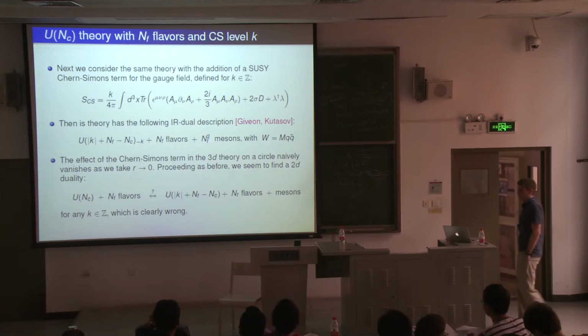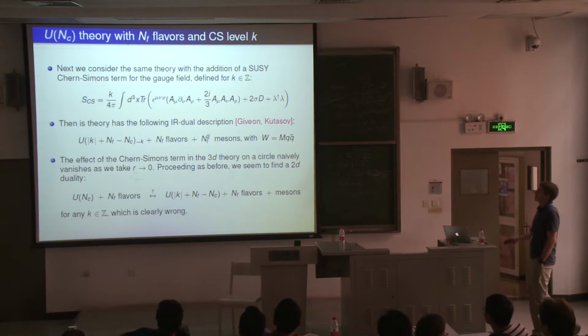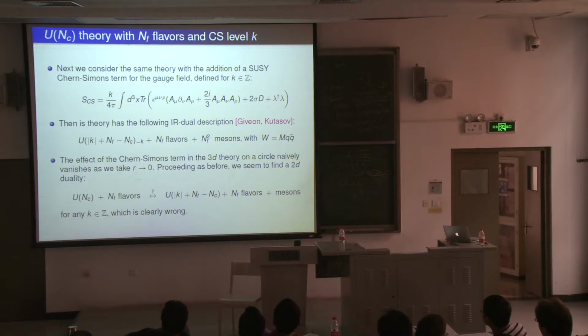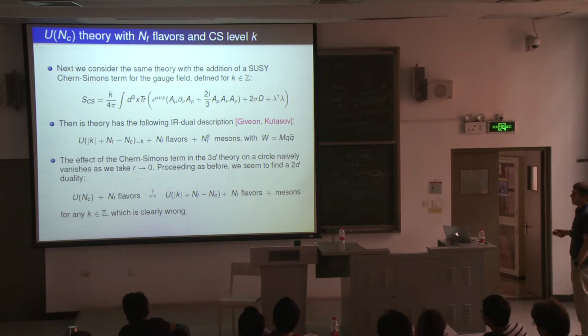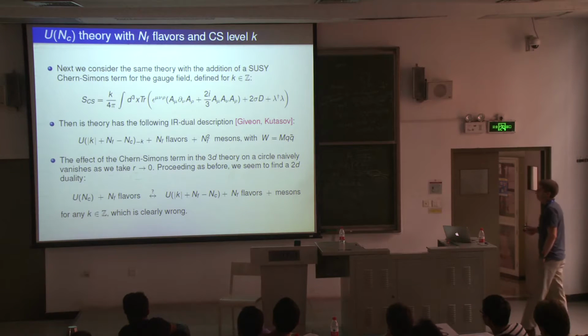Okay, so next I want to add another complication, which is to turn on a Chern-Simons term. In 3D we can turn on a supersymmetric Chern-Simons term for the gauge field labeled by an integer k in this case. So now this theory, U(N_C) with N_F flavors and Chern-Simons level k, has the following IR dual description due to Giveon and Kutasov, where the rank of the gauge group is k plus N_F minus N_C. And it also has some mesons.